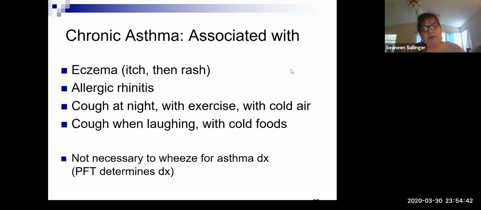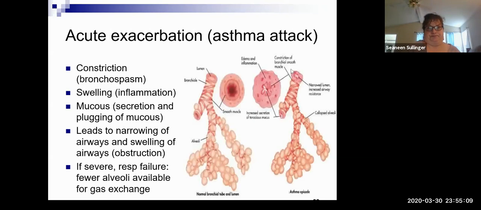And another key point would be that it's not necessary to wheeze to be diagnosed with asthma. I think we actually talked about this in CRS, or it was in the CRS packet, that the pulmonary function testing is what determines the diagnosis. There are specific guidelines for that. So you may or may not wheeze at any particular given time, but based on your pulmonary function testing, that's what will give you the diagnosis.